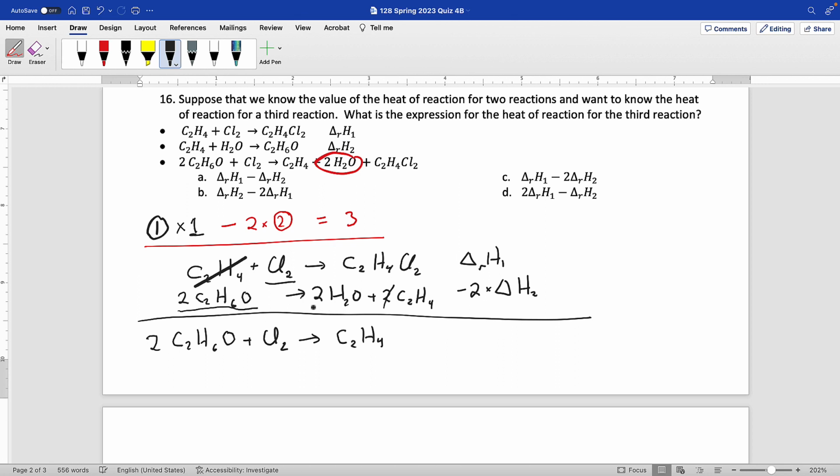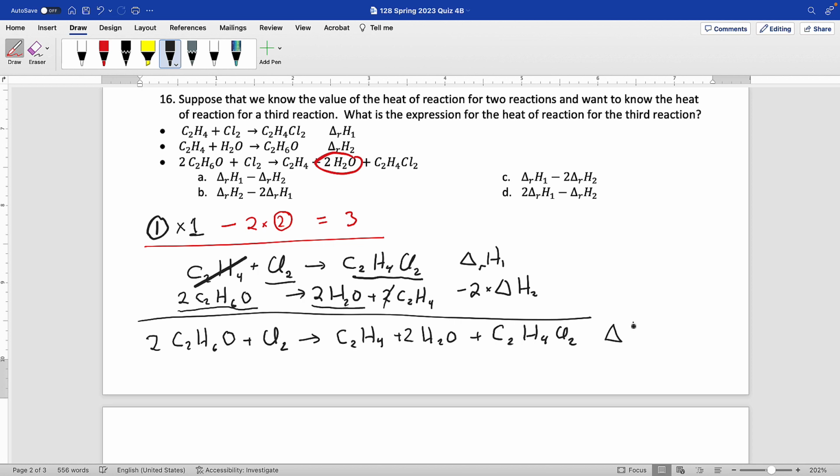What else do we have? Well, the water only appears in one place. So we can go ahead and write 2 moles of water over here. And our C2H4Cl2, that only appears in one place as well, so we can write that. Okay, so looking at this, let's see if this matches our target reaction. 2 C2H6O, yes. 1 mole of chlorine going to 1 mole of ethylene, 2 moles of water, and 1 mole of C2H4Cl2. Okay, great. So this is our reaction 3.